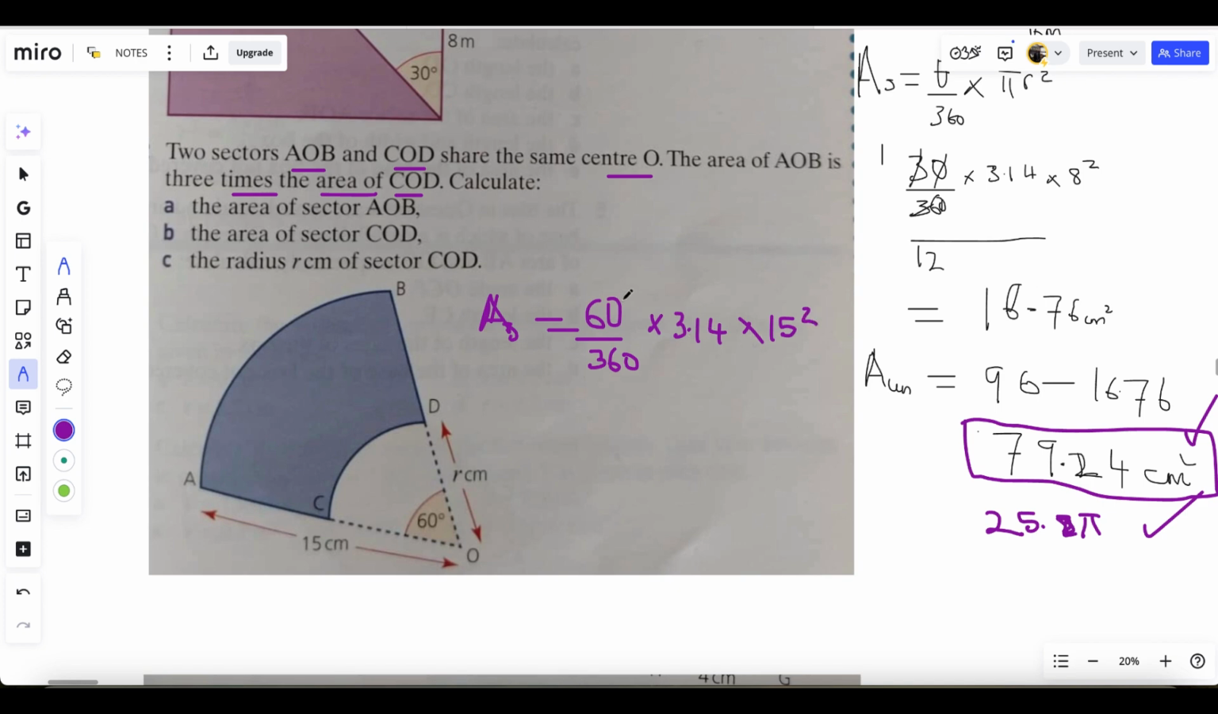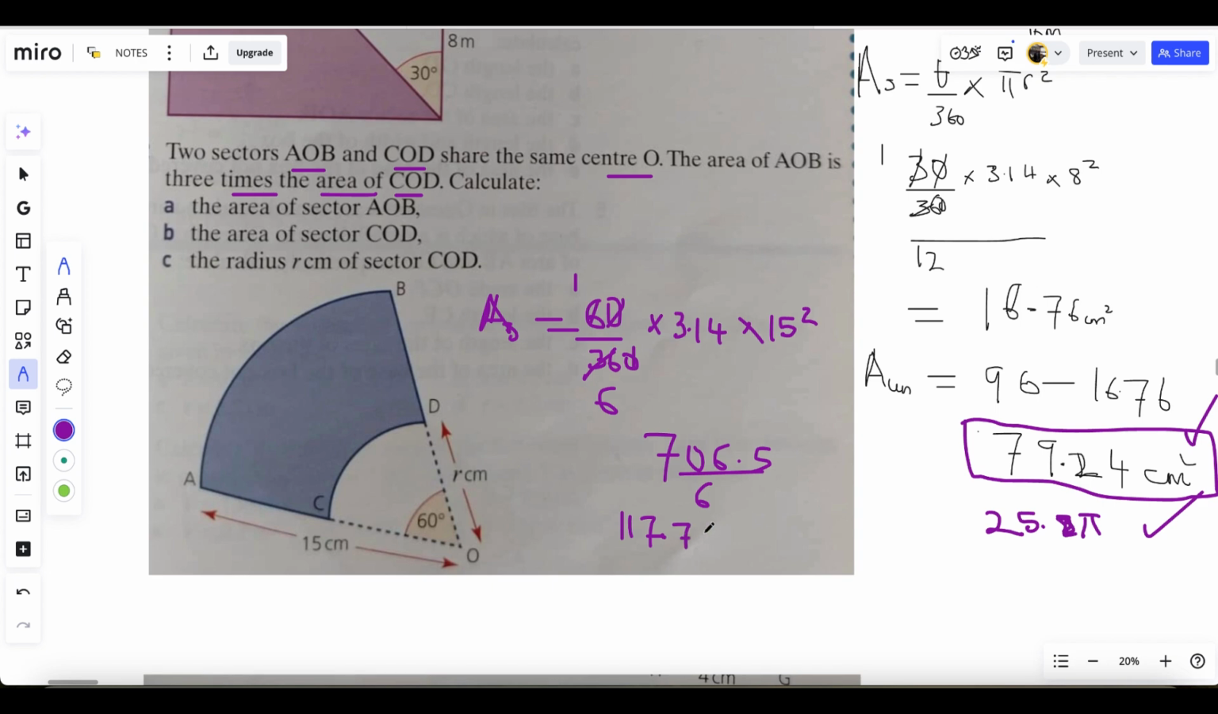You multiply by this. Okay, we can break this one down. The 6 and 60 cancel, going to 1 and 6, and 360 divided by 60 gives us 6. So we square 15, we get 225, and 225 multiplied by 3.14, whatever you get, you divide by 6. That gives 706.5. Then 706.5 divided by 6, you get 117.75.